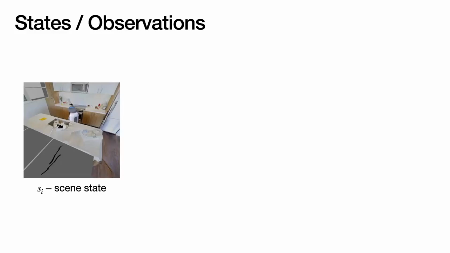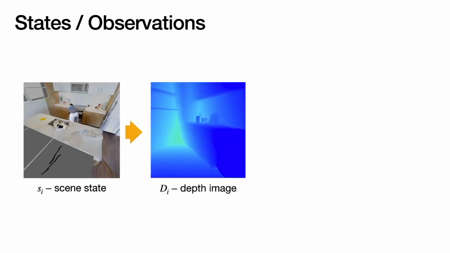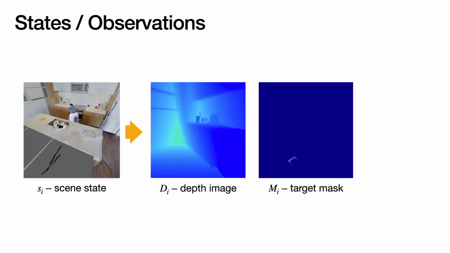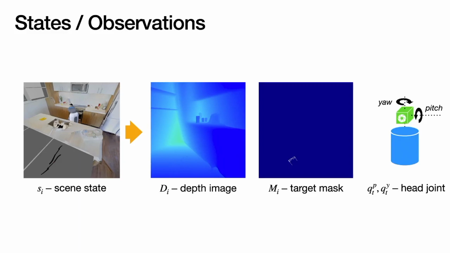Next, let us look into the states and observation spaces of the agent. For a given time step, from the environment state we can extract a history of the last 5 depth channel observations, each of size 84 by 84 pixels, an object segmentation mask such that the agent knows what object it is looking for, and proprioceptive information of its head joints, such as pitch and yaw angles.